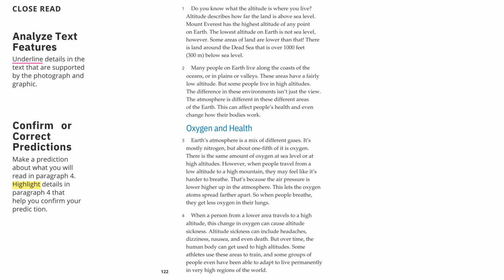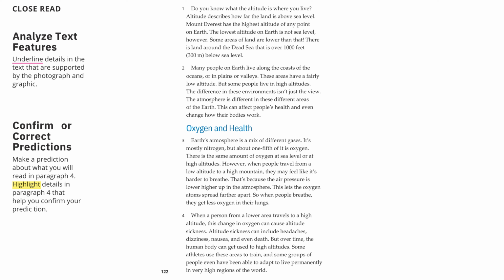The lowest altitude on Earth is not sea level, however. Some areas of land are lower than that. There is land around the Dead Sea that is over 1,000 feet, 300 meters below sea level. Many people on Earth live along the coasts of the oceans or in plains or valleys. These areas have a fairly low altitude, but some people live in high altitudes.